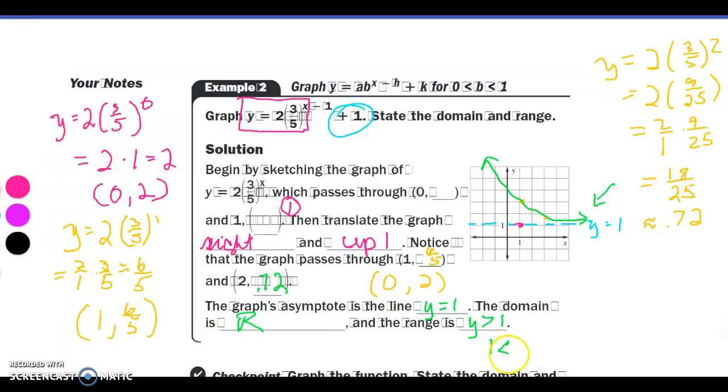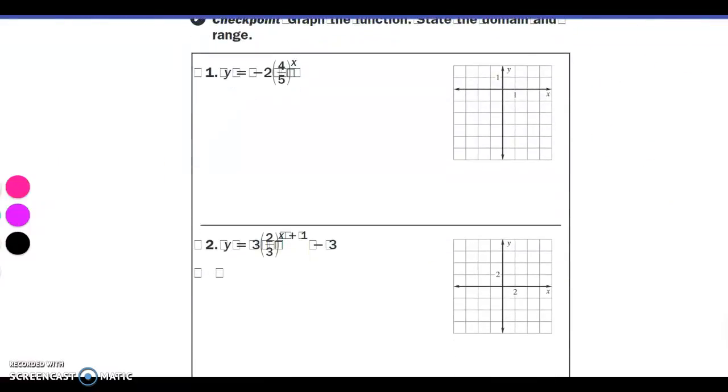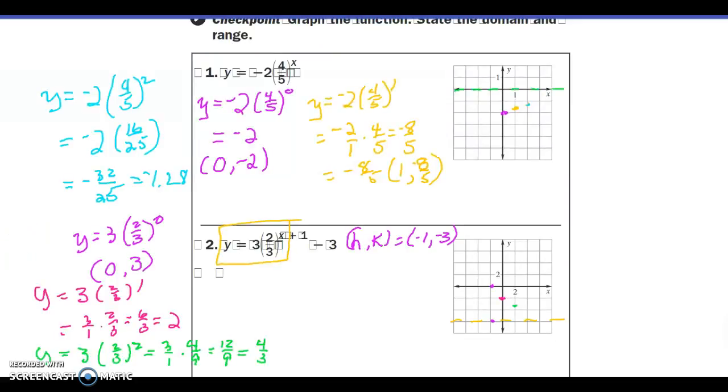y, or 1 is less than y, which is less than or equal to infinity. Okay, moving forward. Here are two for you to graph on your own, and I'll graph them, so pause the video, graph those, and then come back. Okay, I've plotted my points. I'm just going to draw my graphs now.